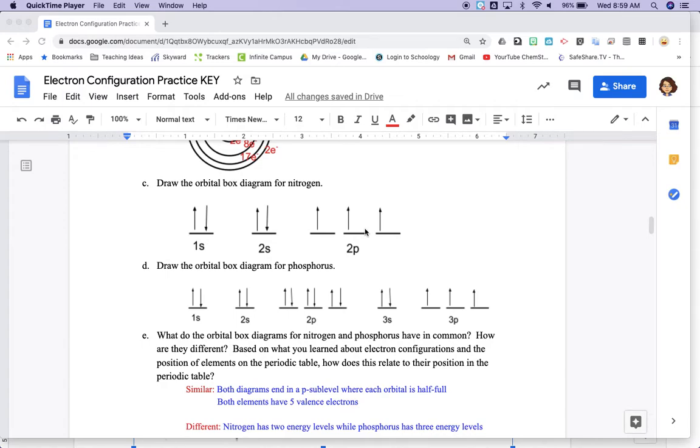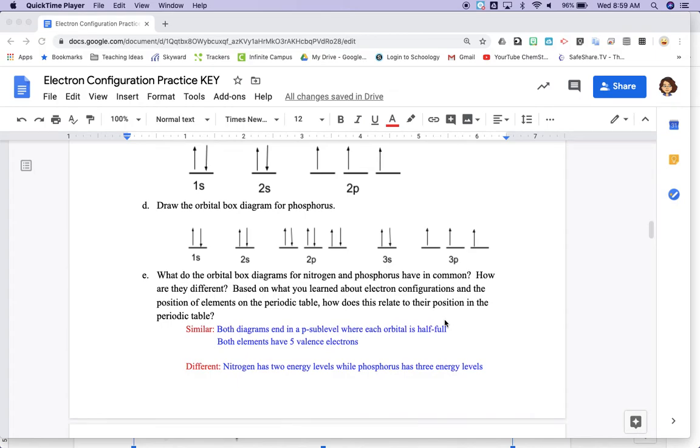C, D, and E kind of all go together. We need a box diagram for nitrogen. The big thing here is to make sure that when you distributed the electrons into the 2p sublevel, you gave each orbital 1 of the 3 electrons. Phosphorus looks somewhat similar. It also has a configuration that ends in p3, and that feeds into the next question, which is the similarities and differences.